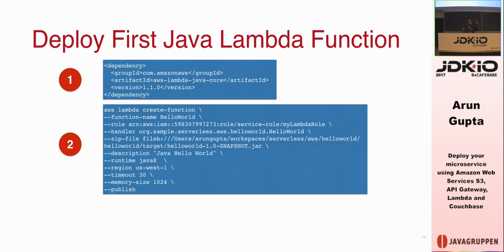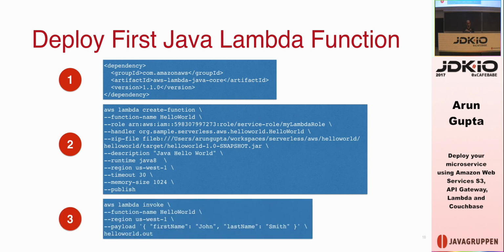I give it a region, time, and memory. Remember, we talked about the half a gig or 1 gig of memory. So in this case, I'm saying 1 gig of memory, and I just publish the function. And then invoking the function is, again, very simple. I'm saying AWS Lambda invoke, function name, region, and this is the payload, essentially.